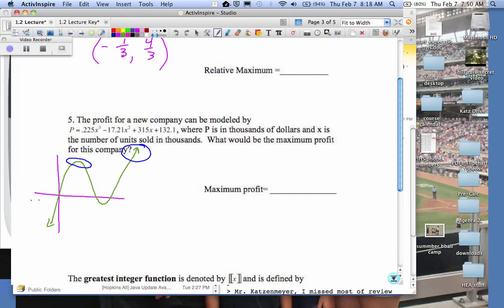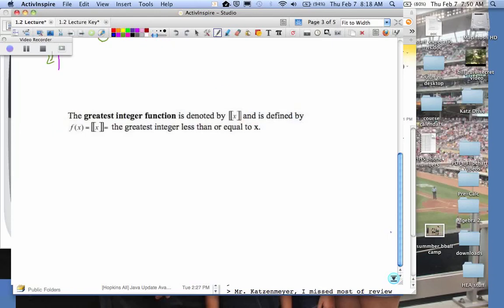We don't do anything with this one, but the greatest integer function. And I believe you'll see it in some textbooks like that. It might be like a double bar on the side with a kind of a ceiling, if you will, over the top of it. The greatest integer less than or equal to x. The greatest integer less than or equal to x.